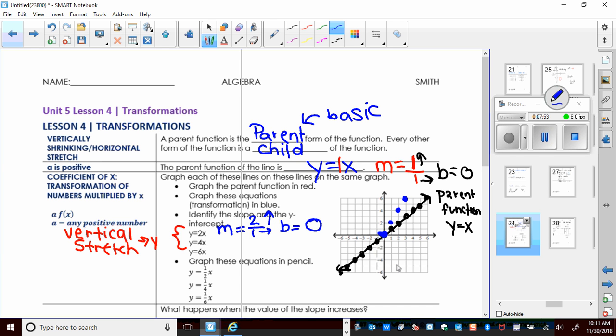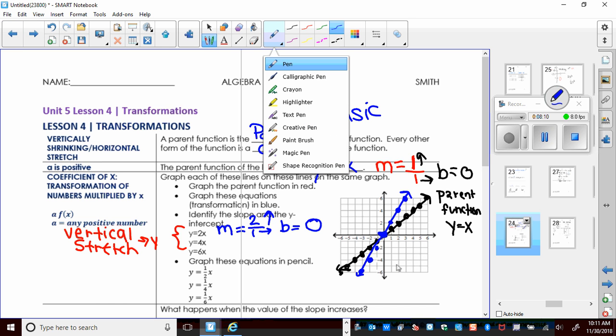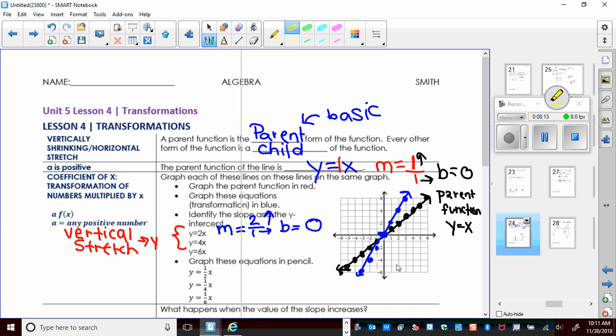Now, going backwards, I go down 2 and left 1. I'm going the complete opposite way. If you look at your new line and highlight it yellow, we know we've created a vertical stretch here. It's gotten closer to the y-axis. Now, the bigger this number, the more it increases towards the y-axis. The steeper it gets.